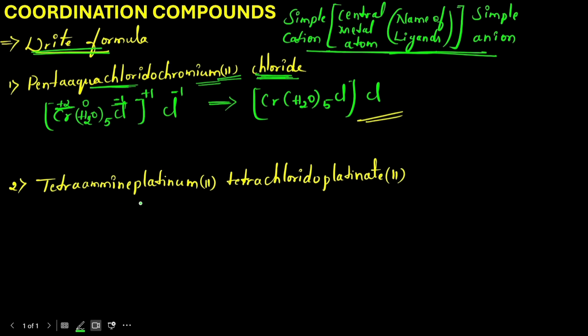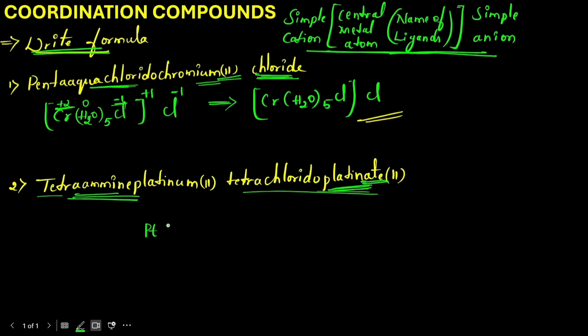Coming to the second example, here tetraammineplatinum(II) and tetrachloridoplatinate(II). First we have to write the simple cation. So now how are we going to find out the simple cation here? We know that if there is an anionic complex, the name of the metal should end with ate. Therefore, this is an anionic complex. It is a cationic complex. First we will write the cationic complex. In that we have to write the metal first, that is platinum. How many ligands are there?